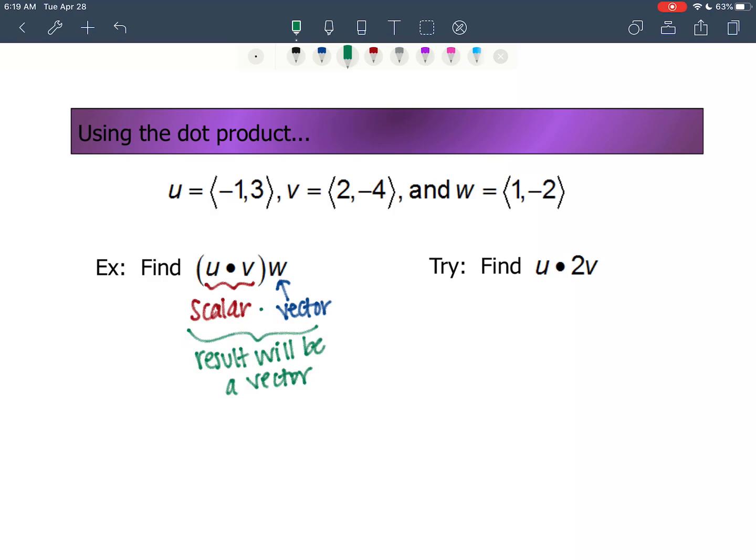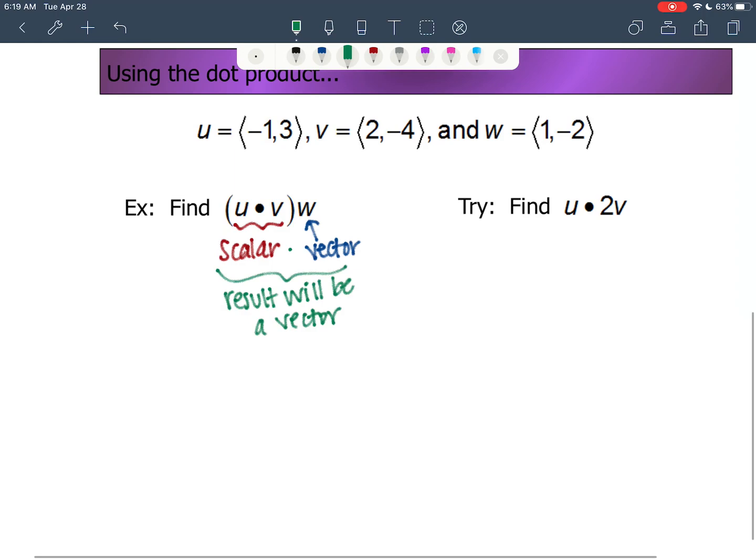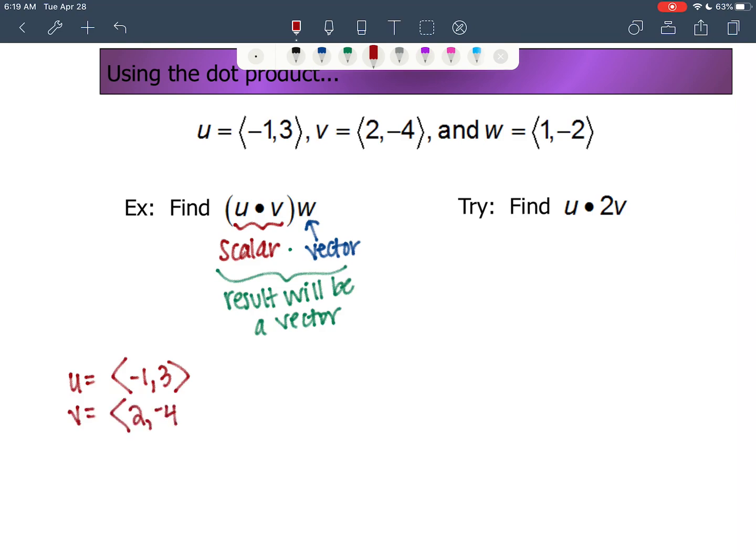So that's one of the first things I do, I look at what they're asking me to do and what my result should look like. My result should look like a vector. So I'm going to find u dot v first. So I've got u is negative 1, 3. That's in component form. V is 2, negative 4. We're going to find u dot v. U dot v is negative 2 plus negative 12, which is negative 14.